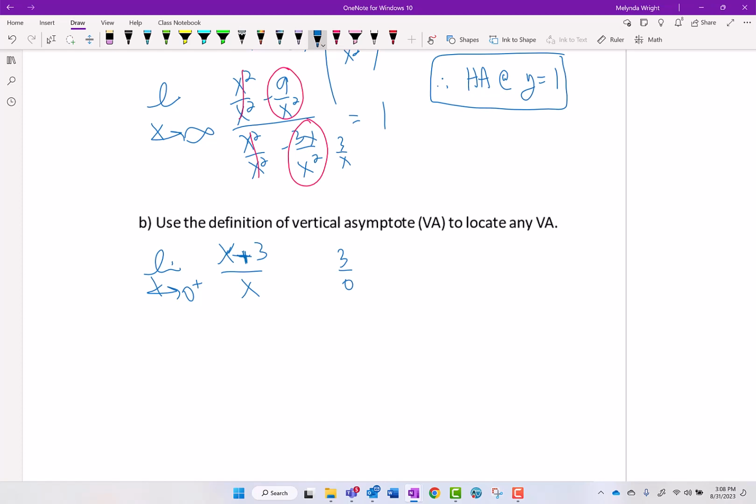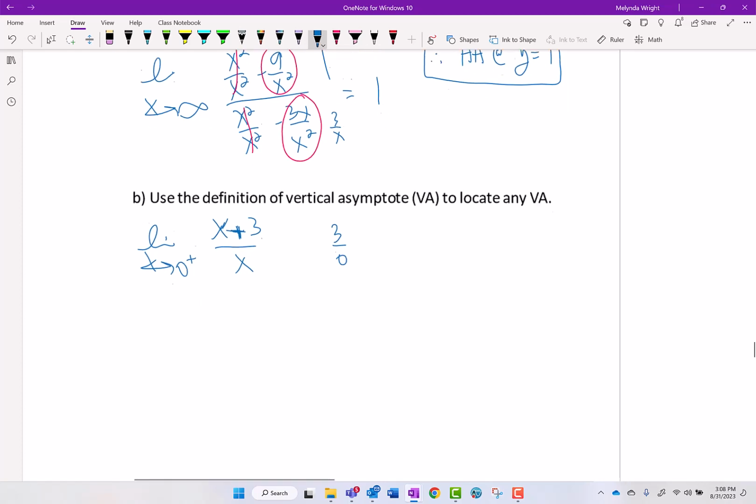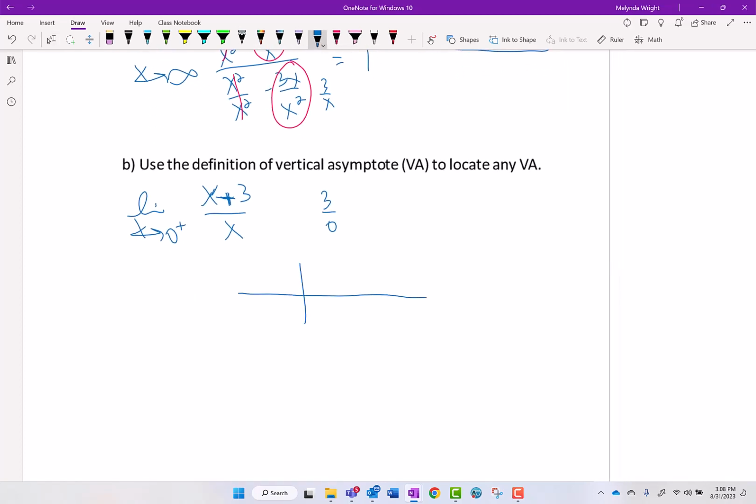We want to go from the right. So I'm going to do my number line thing. So I'm right here. I want to come from the right. So I want to do 1/10. So 1/10 plus 3 over 1/10. That gives me a positive number. So therefore, this tends to infinity. Therefore, x equals 0 is a vertical asymptote.